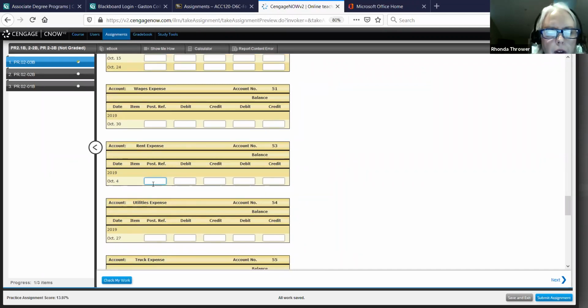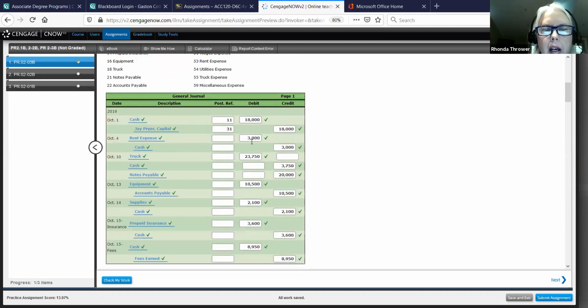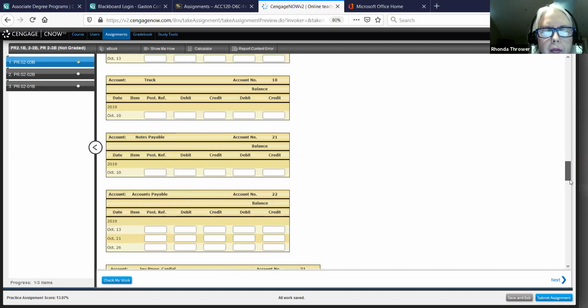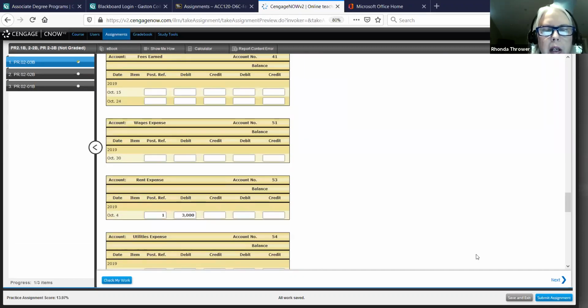I'm going to put in, it comes from page 1. The debit amount was $3,000. Rent expense was debited. See how it's on the debit side here? I copied it as a debit, and my cash is going to be credited. But before I do that, I got to finish up my rent expense. So let me go back to rent expense.